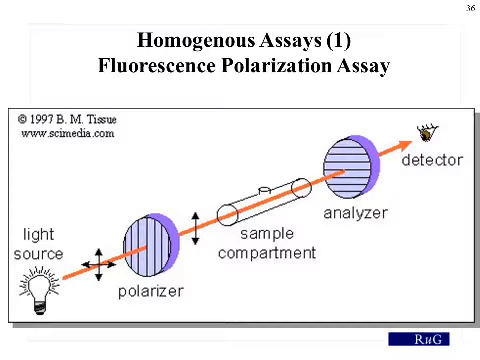So only depolarized light will pass through the analyzer, as all the initially vertically polarized light cannot pass through the horizontally polarized analyzer filter and reach the detector. So the more light is depolarized, the stronger the signal on the detector using this particular configuration of the polarization assay analyzer.